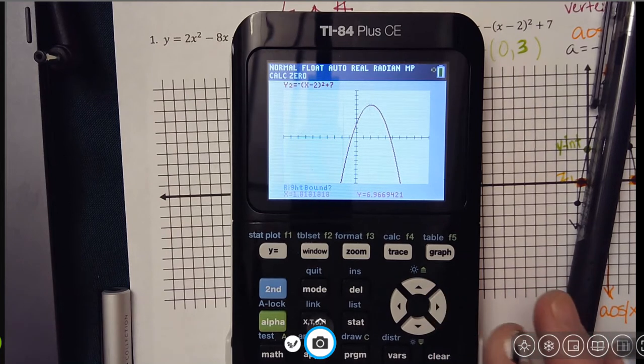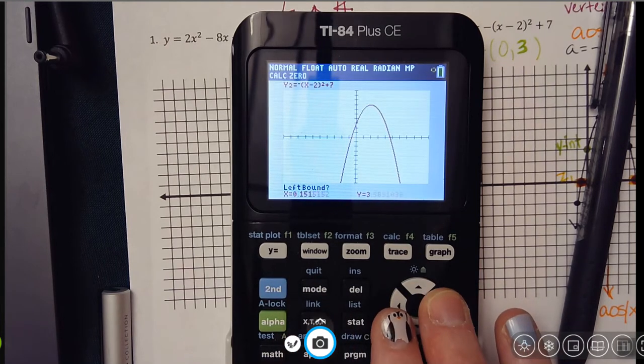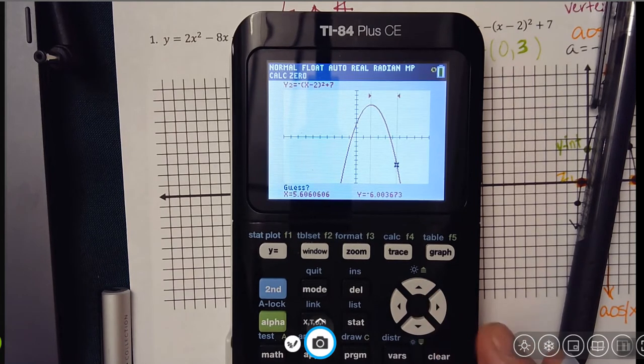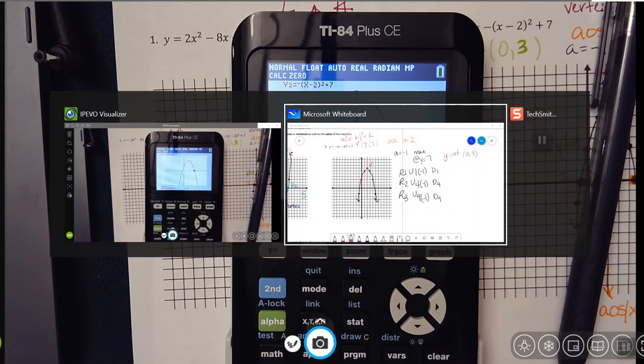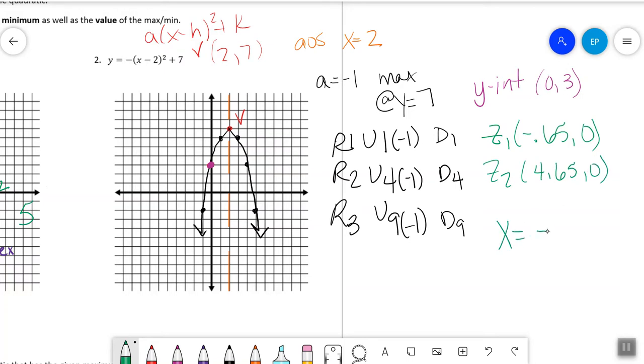Go up to roughly about your vertex, enter. Second calc, 0. You're going to go left side, roughly about your vertex, and then you're going to fall down the hill or climb the hill, hit enter, and get my other one. So that means I have 0, whoops, wrong color, green. 0, 1 is at negative 0.65, comma 0. 0, 2 is at 4.65, rounding to the nearest hundredth, 2 decimal places. And then my solutions are x equals negative 0.65, comma 4.65.